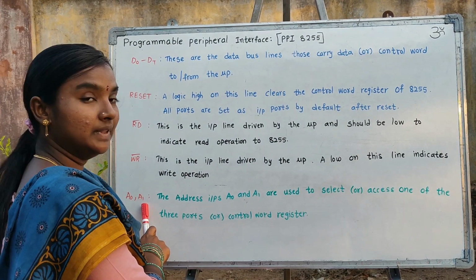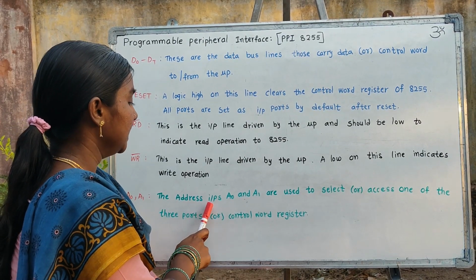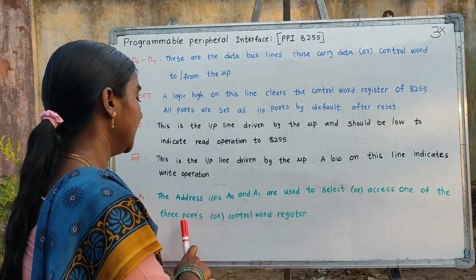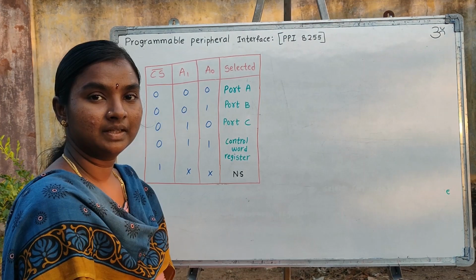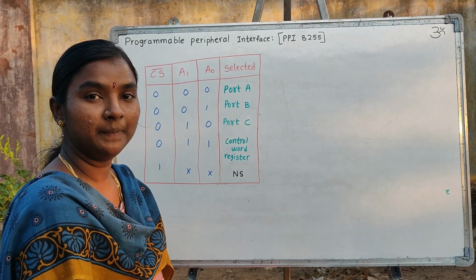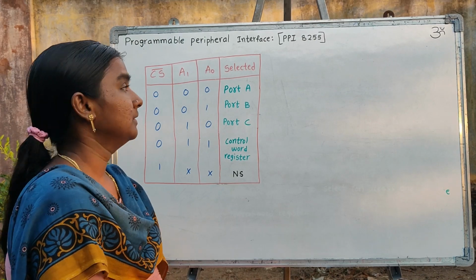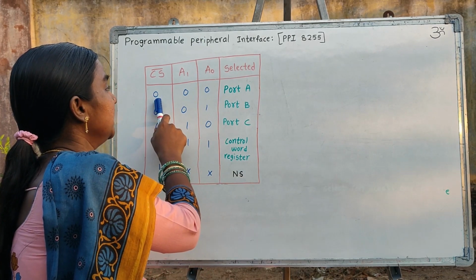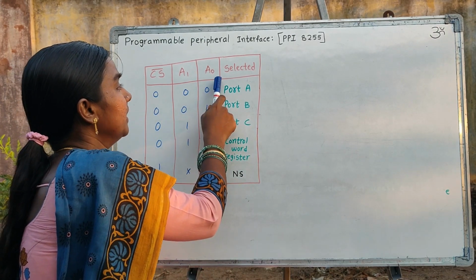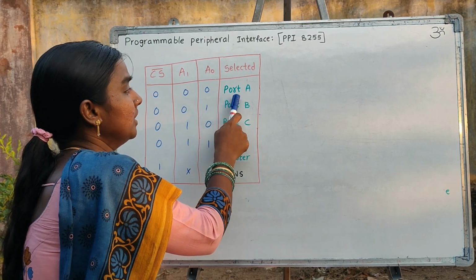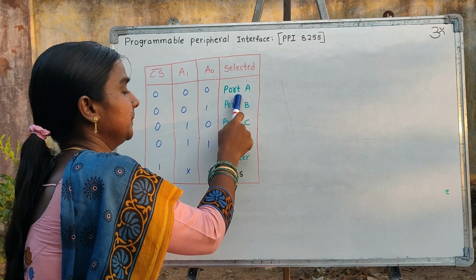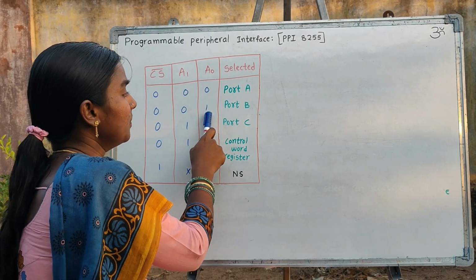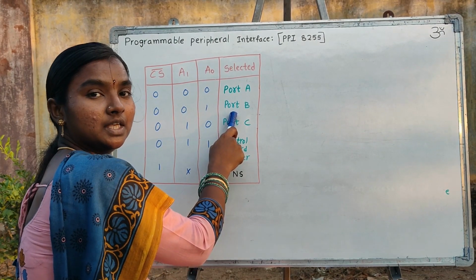A0 and A1 are the address lines. The address inputs A0 and A1 are used to select or access one of the three ports or the control word register. Depending on the values on the chip select pin, A1 pin, and A0 pin, the following ports are going to be selected. If the value on chip select is 0, A1 is 0, and A0 is also 0, port A is going to be selected. If chip select is 0, A1 is 0, and A0 is 1, port B is going to be selected.